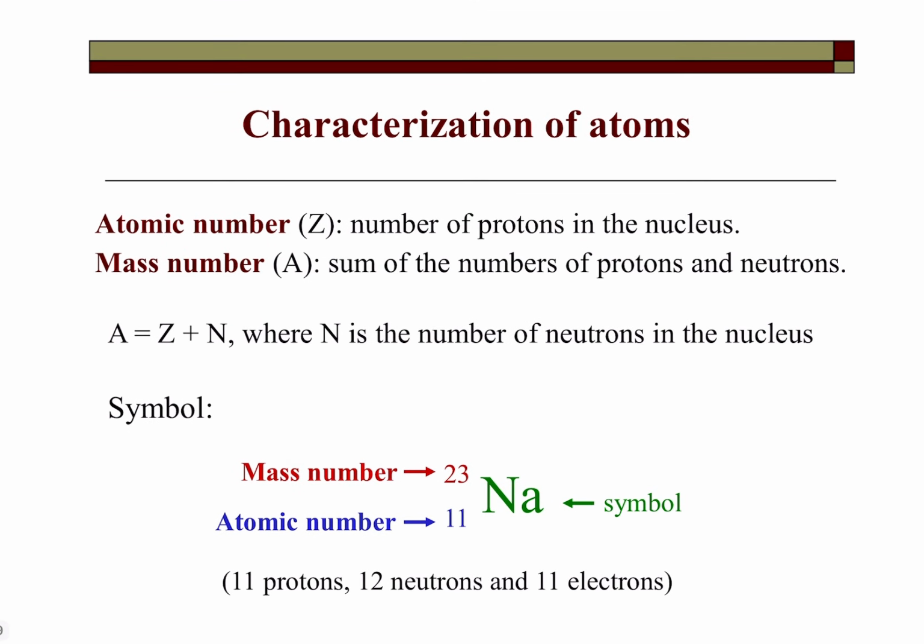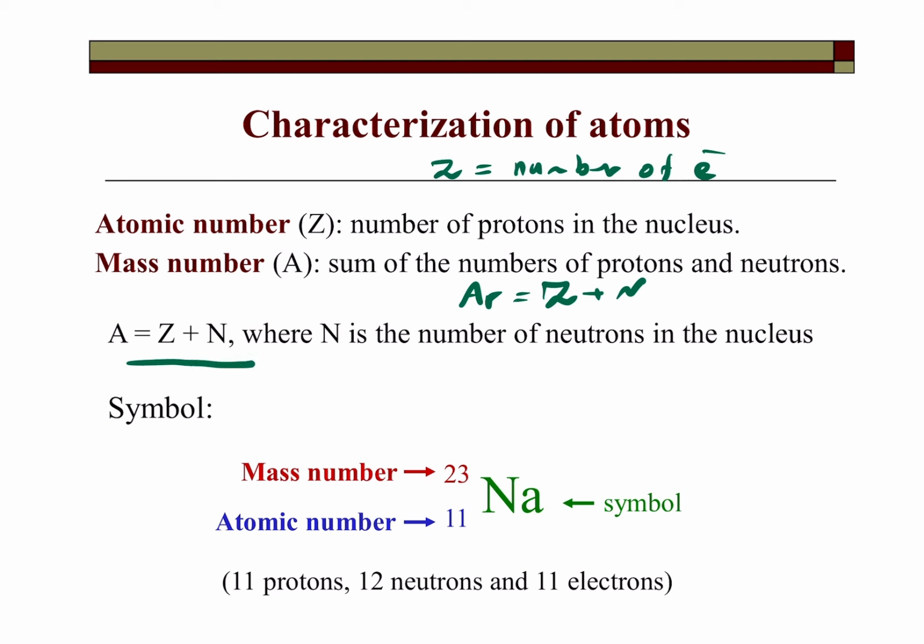Characteristics of an atom. An atom has an atomic number, which is the number of protons in the nucleus. Usually in a neutral atom, which is not an ion, the number of protons is equal to the number of electrons. Mass number is the sum of the number of protons and neutrons. We call it A, usually shown with R relative, it is Z plus N.